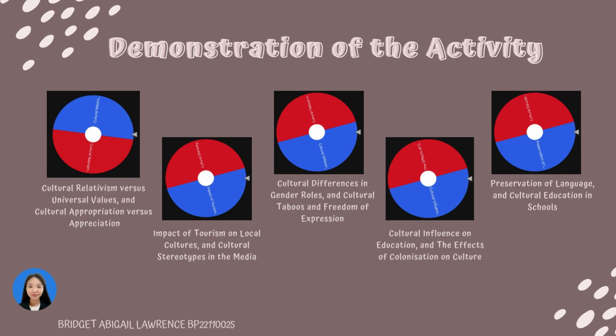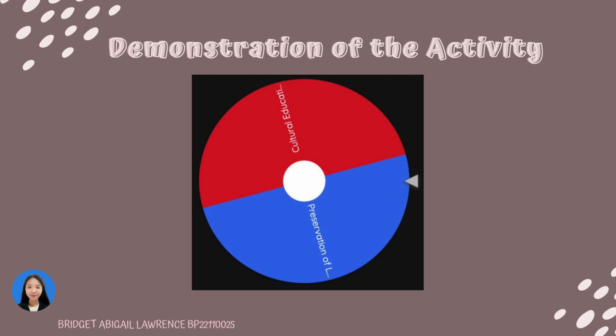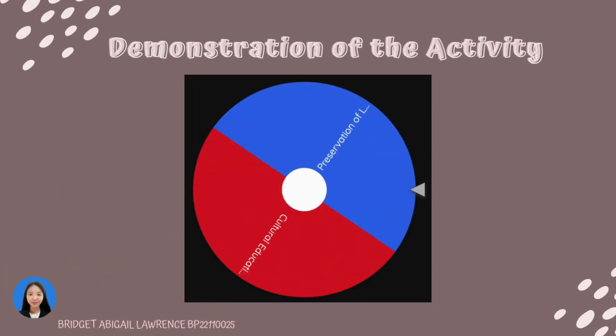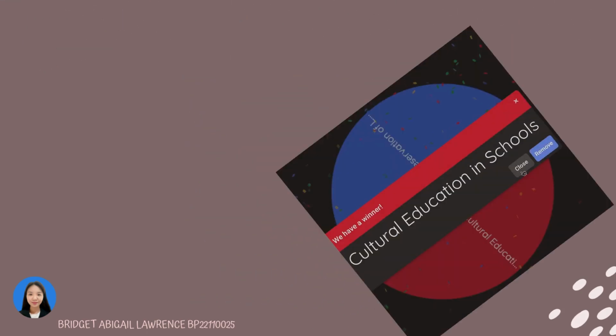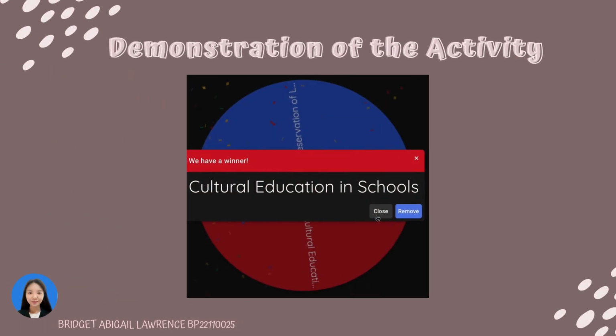The wheel will be spun, and the two teams will be debating about the topic that stops at the marker of the spinning wheel. Here is an example. Let's see which topic we will get in the first station. Alright, we got cultural education in schools as a debate topic.